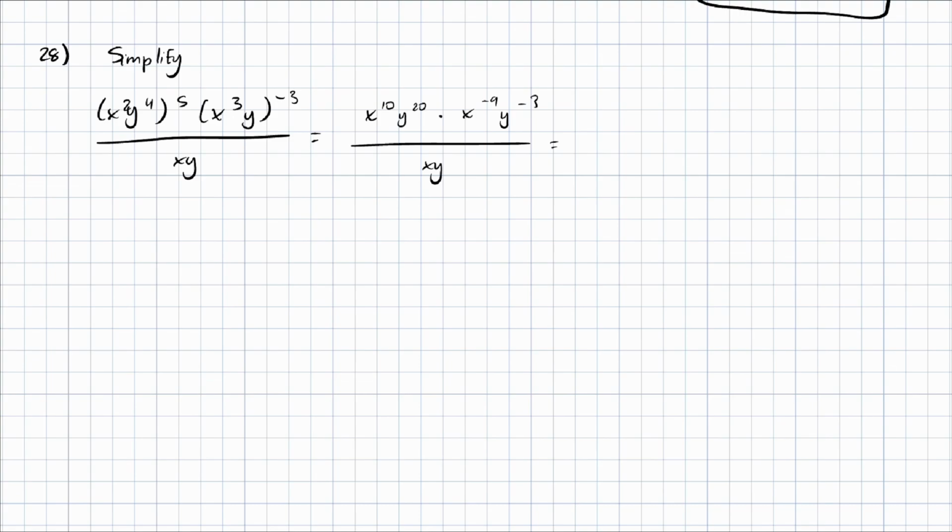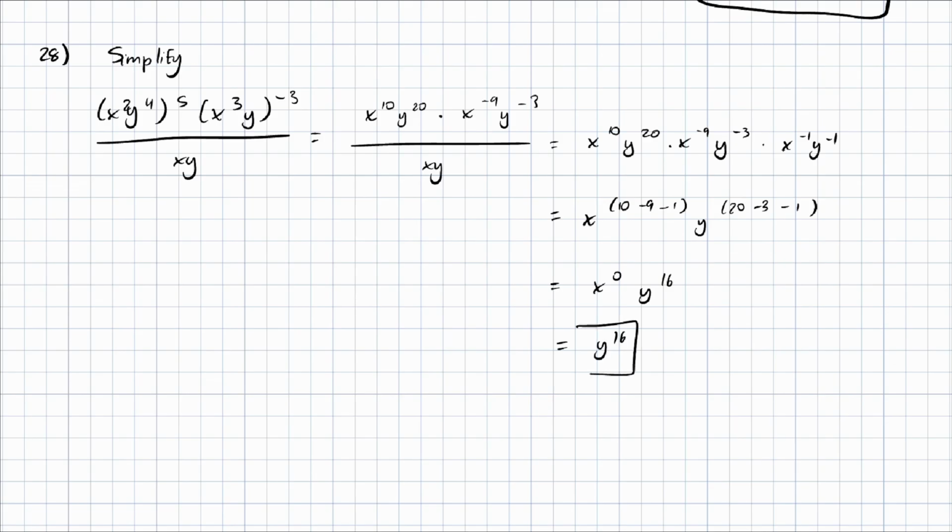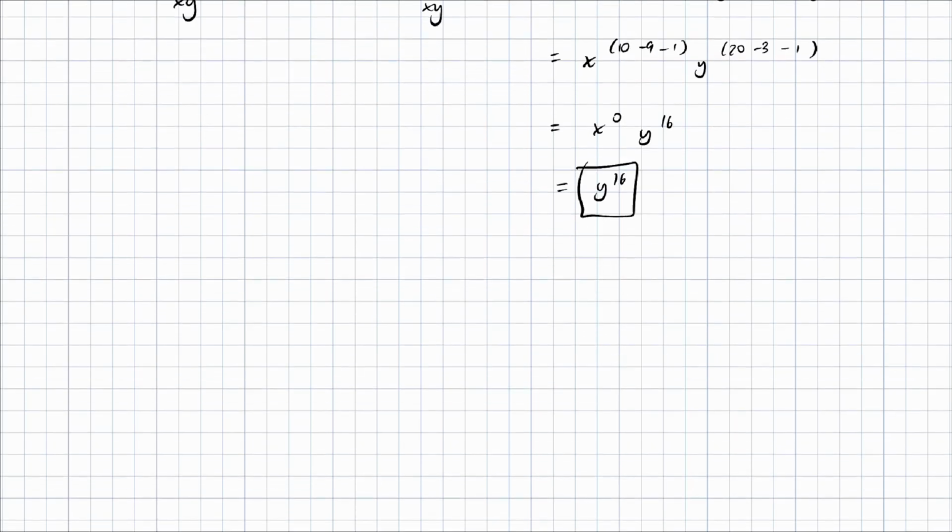Now we're going to join our bodies together. x to the 10th, y to the 20th, times x to the negative 9, y to the negative 3, times x to the negative 1, y to the negative 1. We combine the like exponents like so, and we get x to the 0, y to the 16th, so this is simply y to the 16th. Whew. All right, number 29.